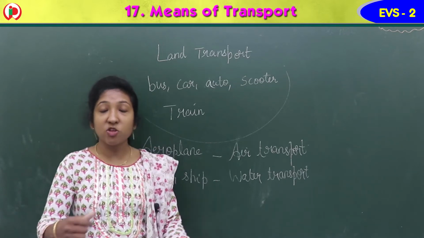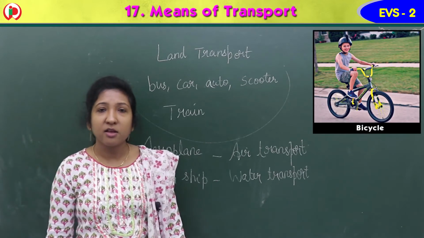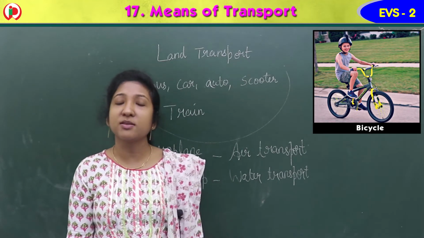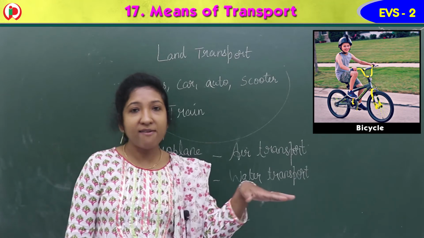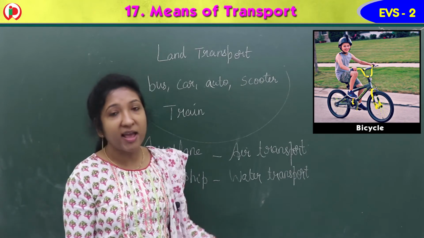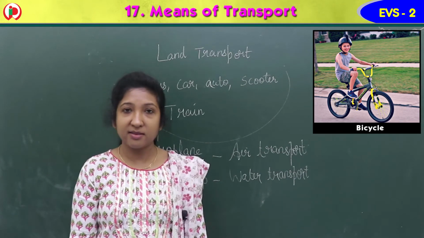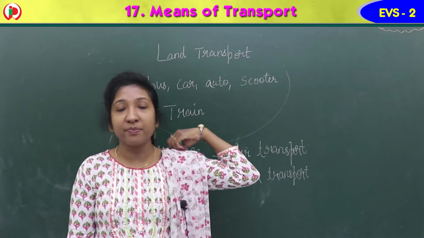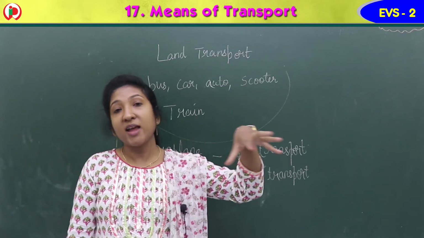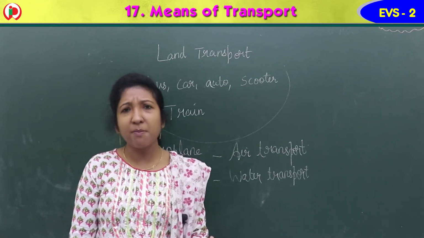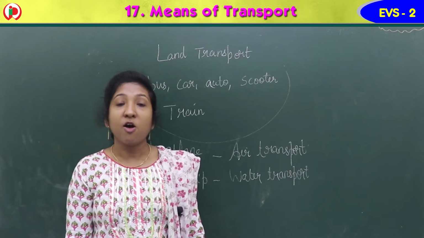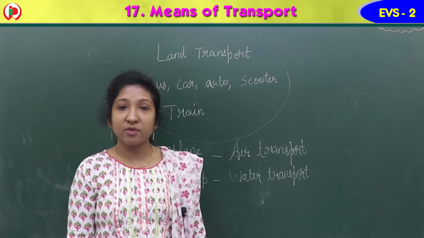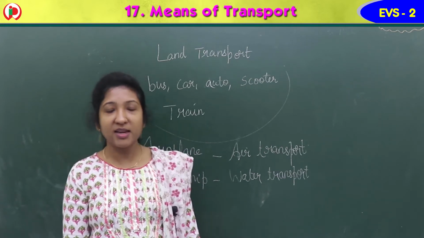Children, you like to enjoy riding a bicycle. If you want to go to your friend's house nearby, maybe you use a bicycle. It travels on road. It is a land transport, isn't it? If you have to go to a market with your mother, which transport do you choose? If it is nearby, you can choose an auto. Or if your father has a scooter or bike, he can drop you. So they are land transport, isn't it?